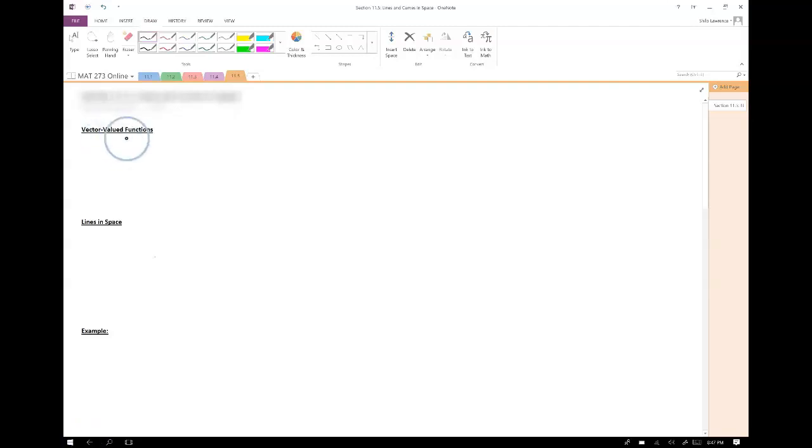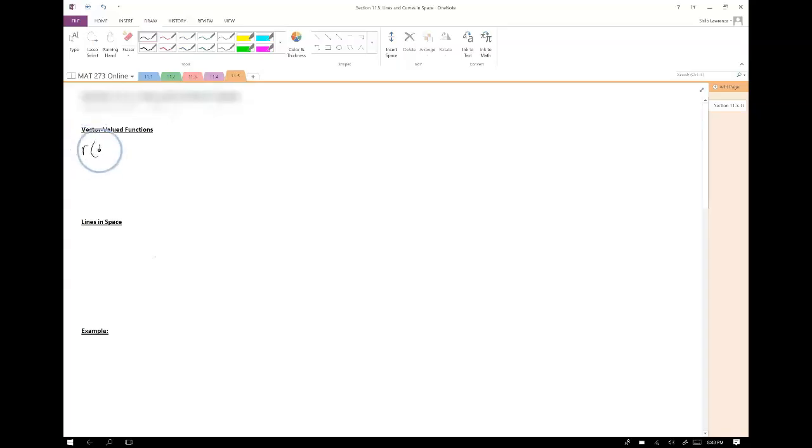In this section, we're still talking about vectors, but we're going to move away from vectors that have scalar components to now vectors that have function components. And these are called vector-valued functions, and they form curves in space.